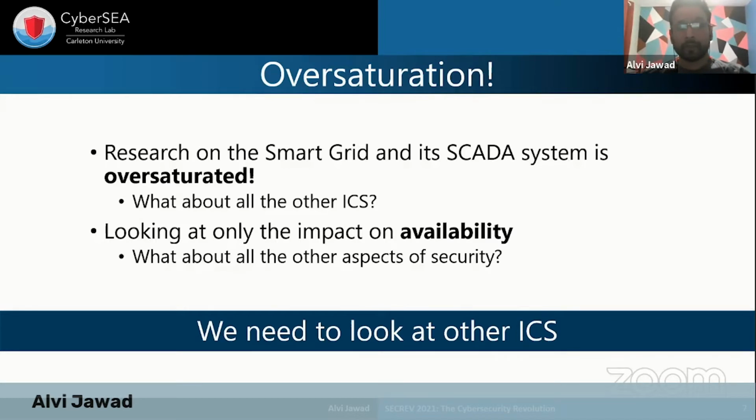Because a lot of these systems are proprietary, we look at these and think, well, if the data gets leaked, if some of our sensitive information gets leaked, do we care? We probably care. Do we care if the system integrity is somehow compromised? Again, we probably care. So we came to this conclusion that we need to look at other industrial control systems that are not the smart grid.